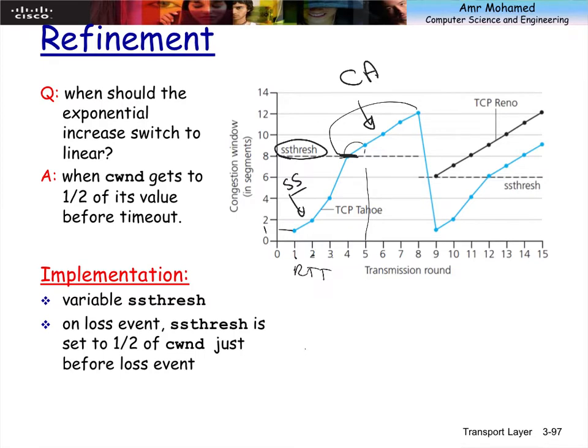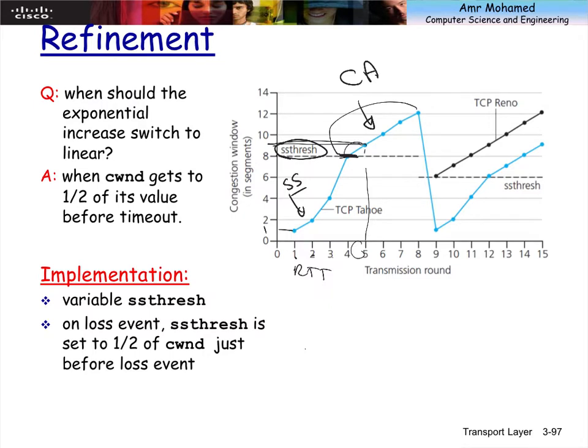So what is the rate at any point of time? What is the transmission rate at any point of time? It's actually the window size divided by the round trip time. Round trip time is fixed, and the segment size is fixed. So at any point of time, the transmission rate is the size of the congestion window, which we get directly from here, divided by the round trip time, which is fixed. So this is the transmission rate.